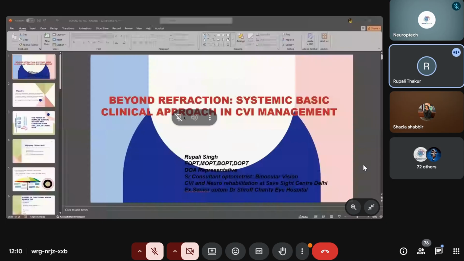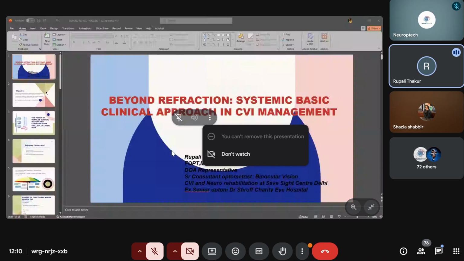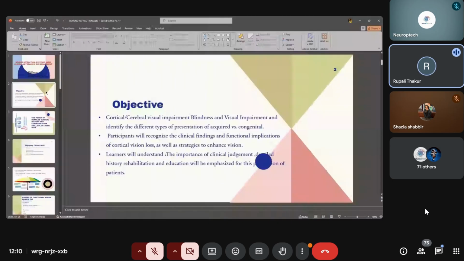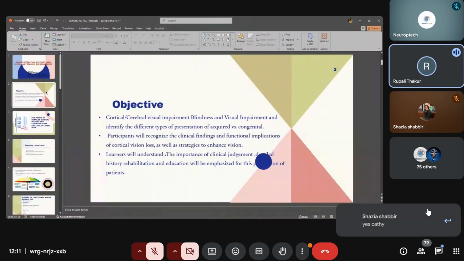Systemic, basic, and clinical approach in CVI management. What will be the objective today for the discussion as well as the presentation? As we all understand, CVI is cerebral visual impairment, and some people say cortical vision impairment. These two are almost the same. In cortical vision impairment, a few margins of the brain are affected, but in cerebral, the brain is also damaged, and the cerebellum, which is responsible for motor and movement, is also damaged, so we call it cerebral visual impairment.